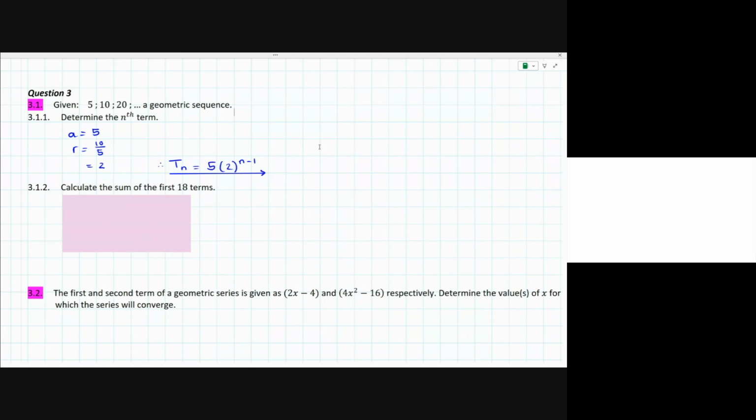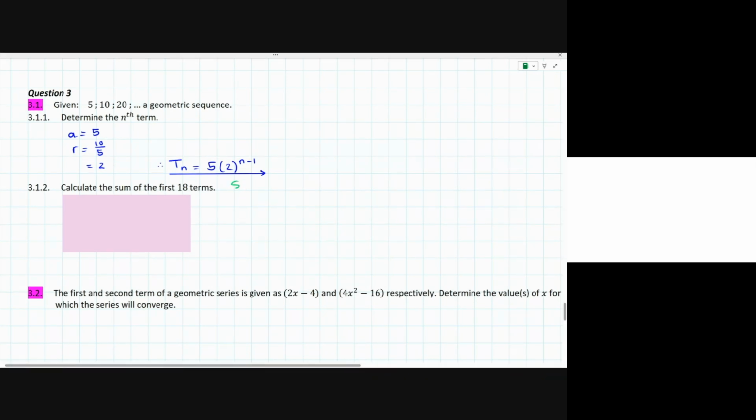That's it. Right, 3.1.2 says calculate the sum of the first 18 terms. So this is a 2-mark question. I know you can't see the mark allocations just because I've moved over. 2 marks. So I'm going to give you 2 minutes to work out the sum of the first 18 terms.